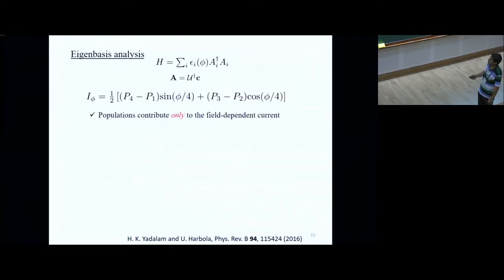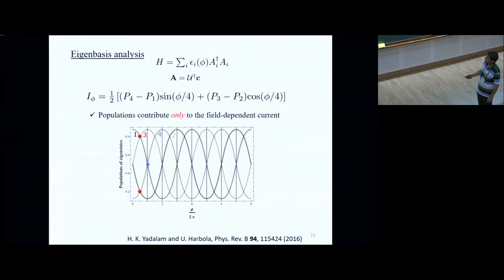What is interesting to note here is that this current, which is the phi contribution or the field contribution, comes entirely from the populations of the system in the eigenbasis. If the eigenbasis has some population, it only contributes to this I phi, and you can show that it is zero. In this case, eigenstate 1 and eigenstate 4 are conducting this current in opposite directions. That's why you have a negative sign. If you tune this phi, these eigenstates become degenerate at different points, and because of this degeneracy, this current contribution can become zero.